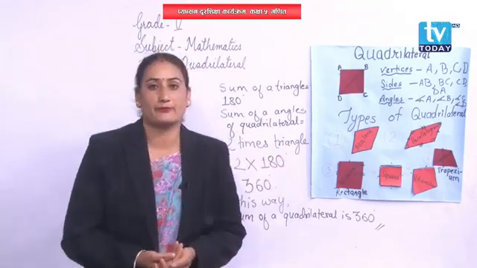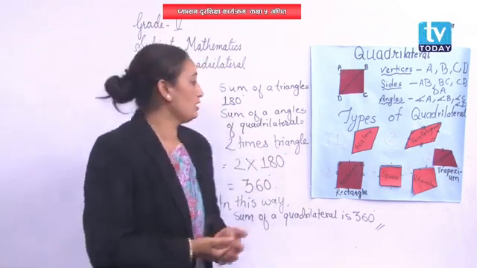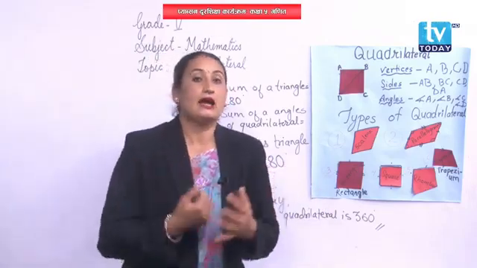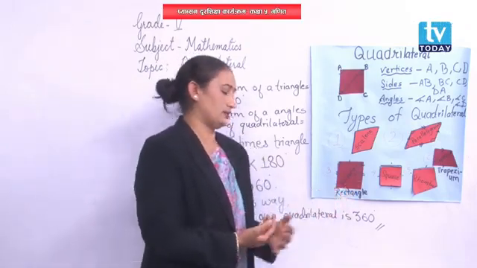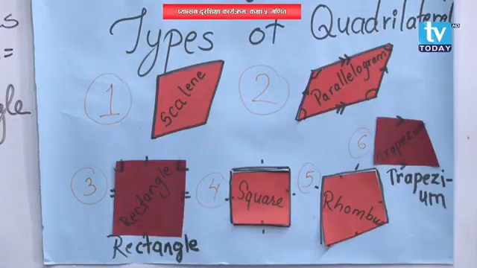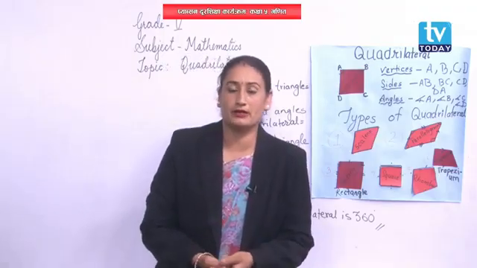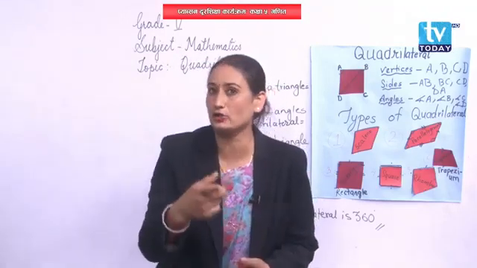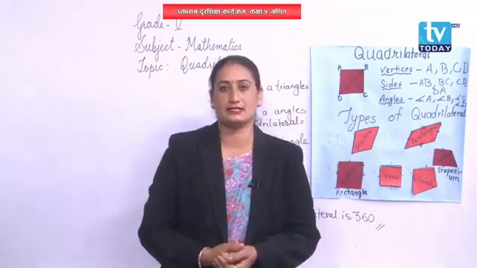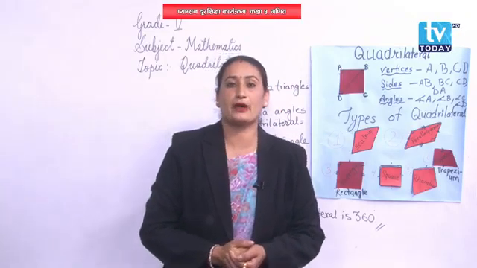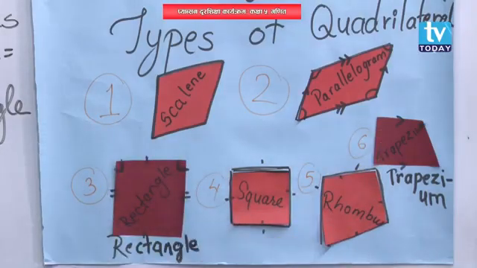Then the parallelogram: opposite sides and opposite angles are equal. Then the rectangle: opposite sides are equal and angles are 90 degrees. The square: all the sides are equal and angles are 90 degrees. Then the rhombus, just like your kite: all the sides are equal but none of the angles are 90 degrees. Then the trapezium: two sides are parallel to each other, and two angles are 90 degrees. You can see over here two angles of 90 degrees. And last, not the least, we know that a quadrilateral has two triangles and the sum of its angles will be 360 degrees.